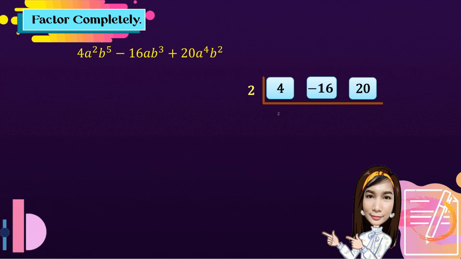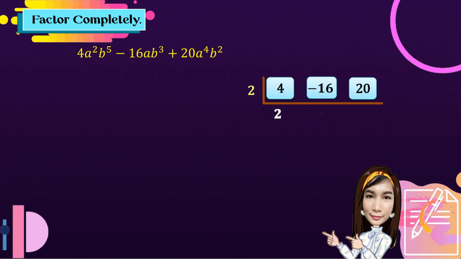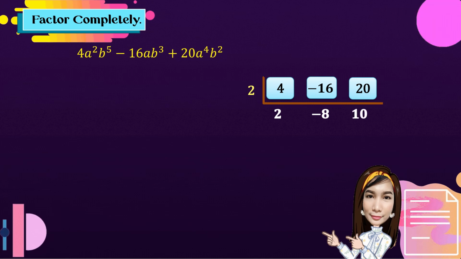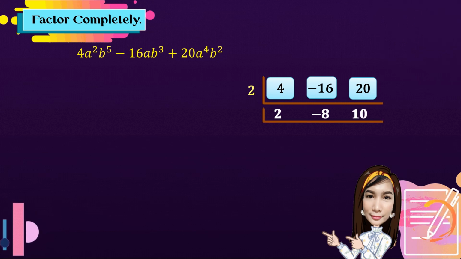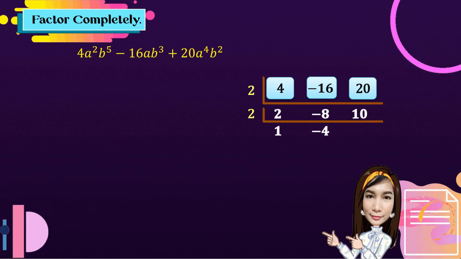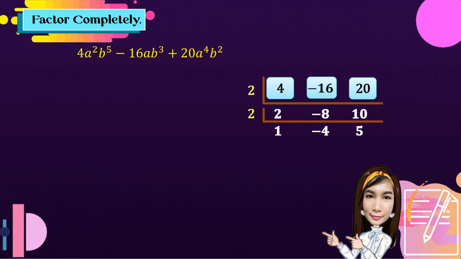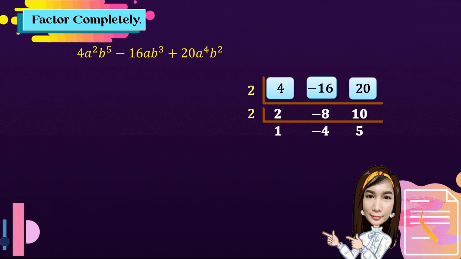4 divided by 2, we have 2. Negative 16 divided by 2, we have negative 8. 20 divided by 2, we have 10. Then again, divide it with the smallest prime number, which is 2. 2 divided by 2, we have 1. Negative 8 divided by 2, we have negative 4. 10 divided by 2, we have 5. Now, as you can see, those are relatively prime already. Now, we're going to encircle the common factor, then multiply it.